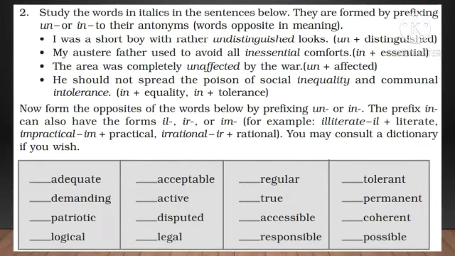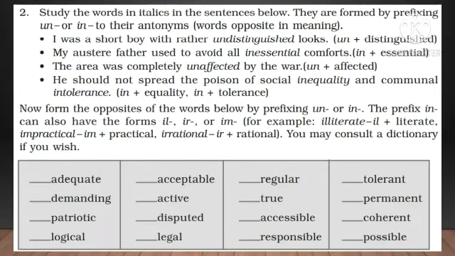Just see here. Study the words in italics in the sentences below. They are formed by prefixing un or in to their antonyms, words opposite in meaning. I was a short boy with rather undistinguished looks. Undistinguished: un plus distinguished. We add the prefix un to the word distinguished, so we get the antonym undistinguished.